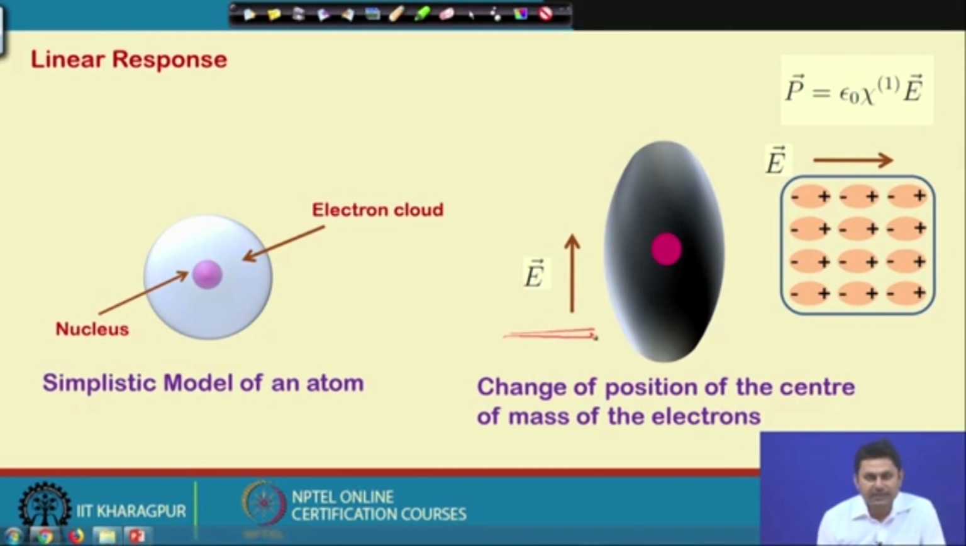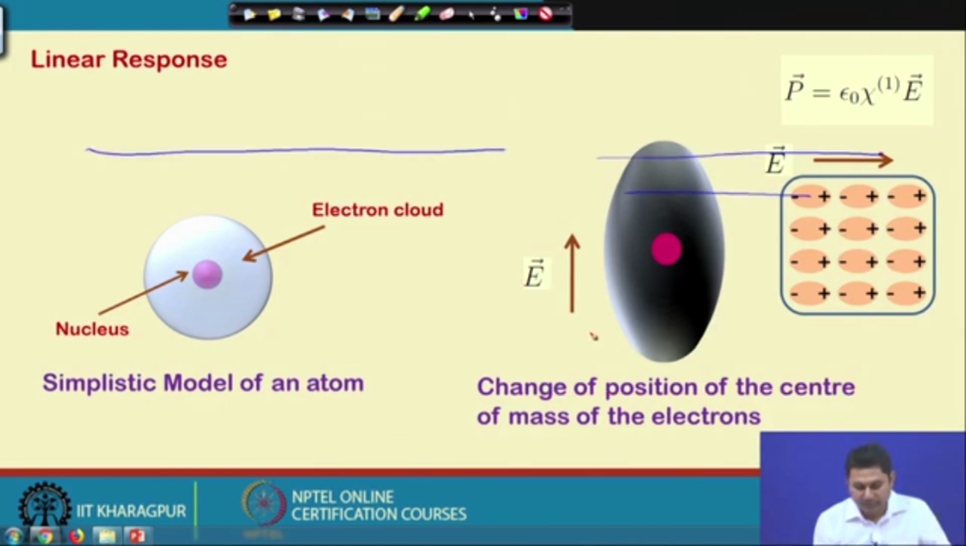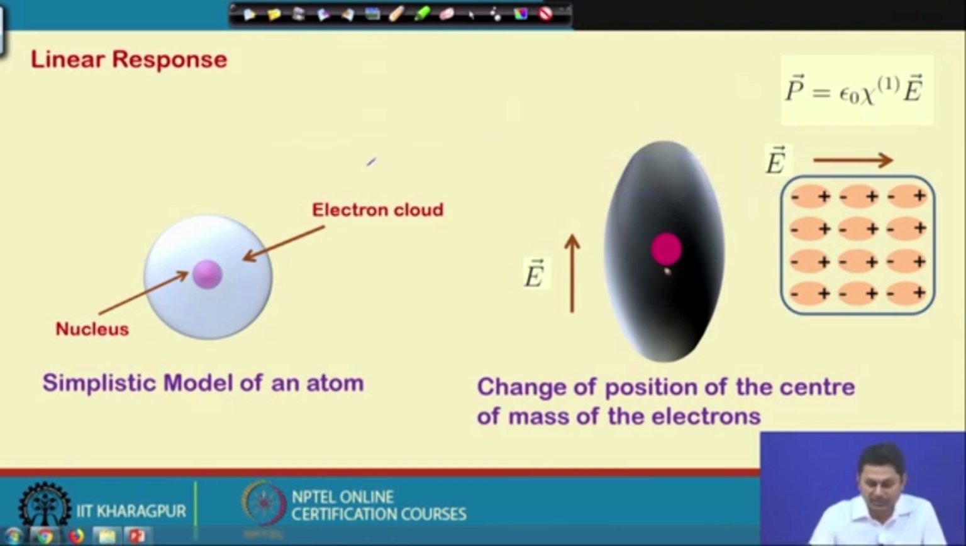So, when the electric field is applied, we have some kind of shifting of the entire electron cloud. Because of this shifting, there is a change of the position of the center of mass of the electron. So, the nucleus is sitting here, and the entire electron cloud, because of the application of the electric field, will shift from this point to this point. So, there is a shifting.